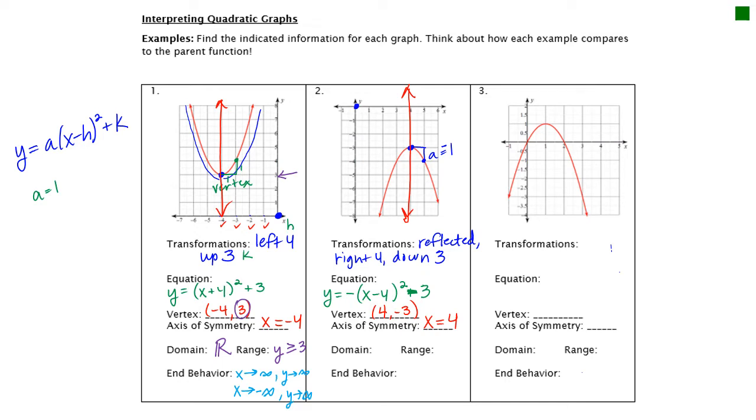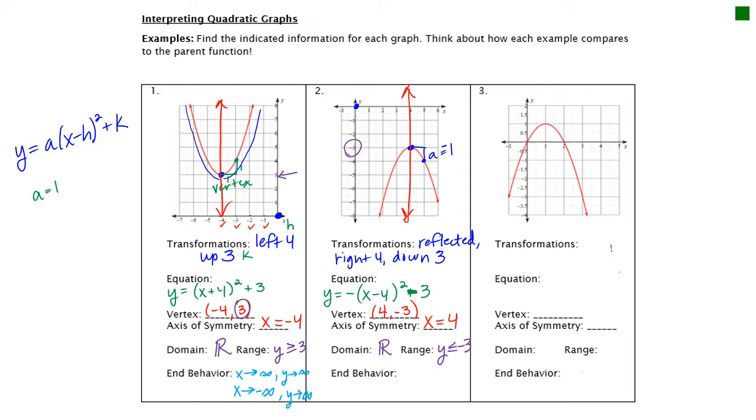Domain and range are going to look really similar to problem 1. Domain is all real numbers. This time the range is going to be y is less than or equal to the y value of negative 3. And that's because the parabola is upside down. So now negative 3 is the highest point and everything else is below.